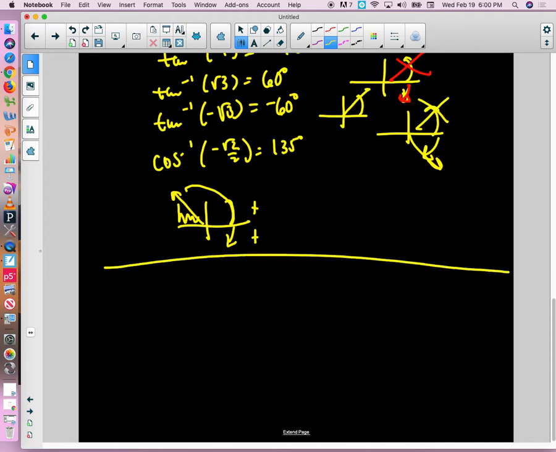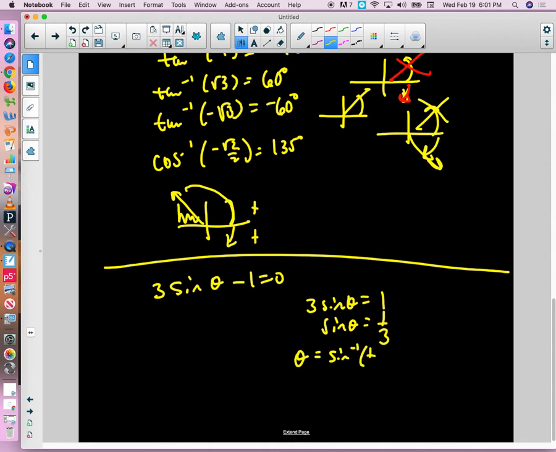The point of them is that, say I'm doing sine of theta, let's say 3 sine theta minus 1, like last night's homework. So I have 3 sine theta equals 1, sine theta equals 1/3, which is possible, it's just not one that we memorize, so we've got to depend on our calculator. And so I'm going to have to find my angle by going inverse sine of 1/3.